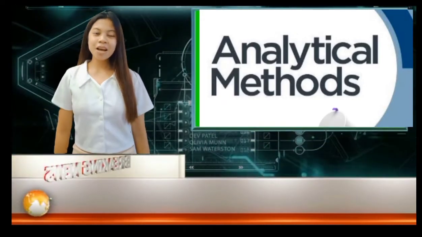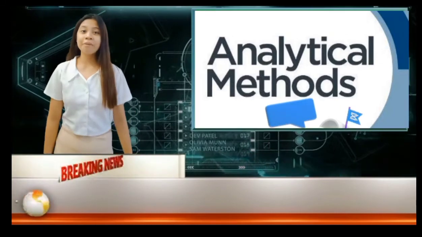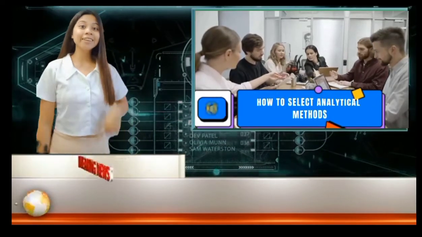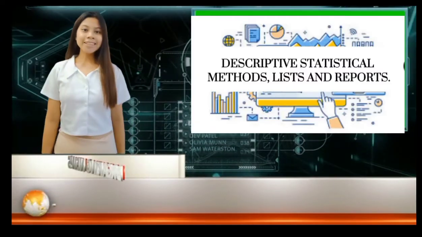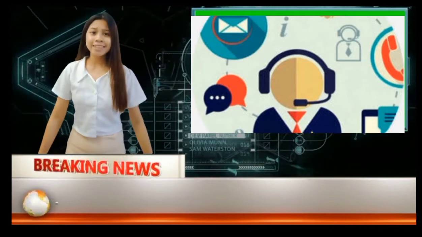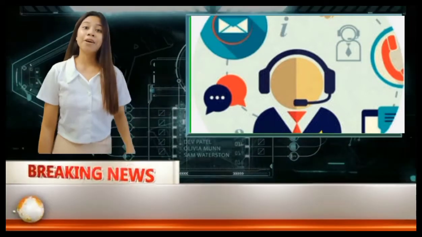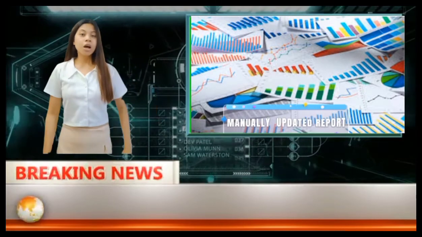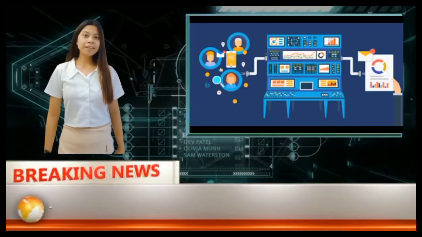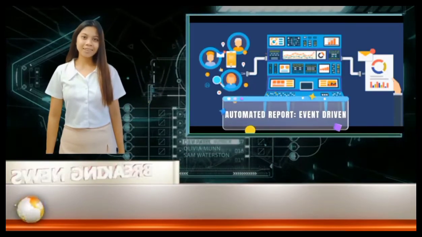To continue, I am going to discuss the analytical methods, the information domain. Next is how to select analytical methods. Next are descriptive methods, lists and reports. Under the descriptive method lists and reports, we have ad hoc, manually updated reports, automated reports on demand, and automated reports event-driven.